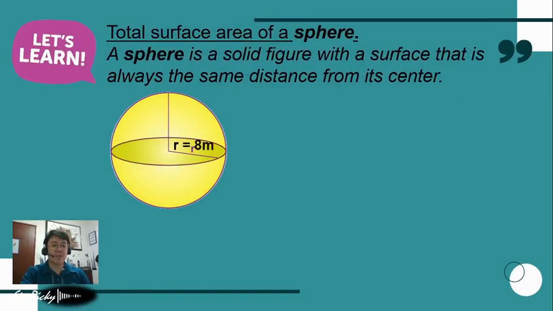Now let's go to the total surface area of a sphere. A sphere is a solid figure with a surface that is always the same distance from its center.